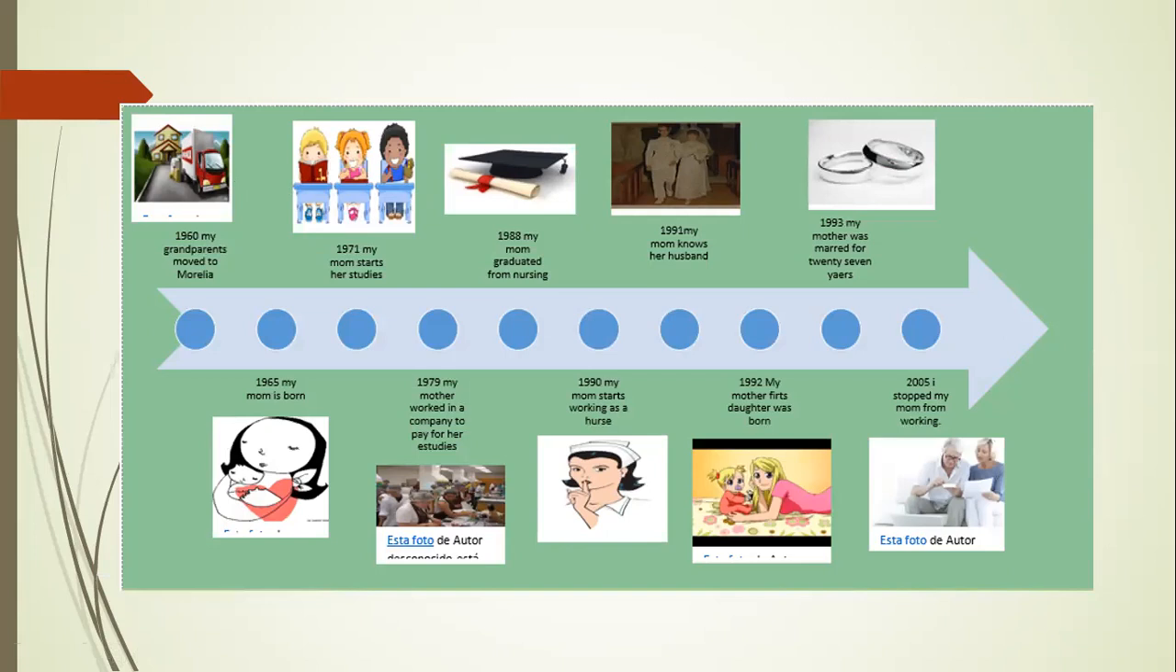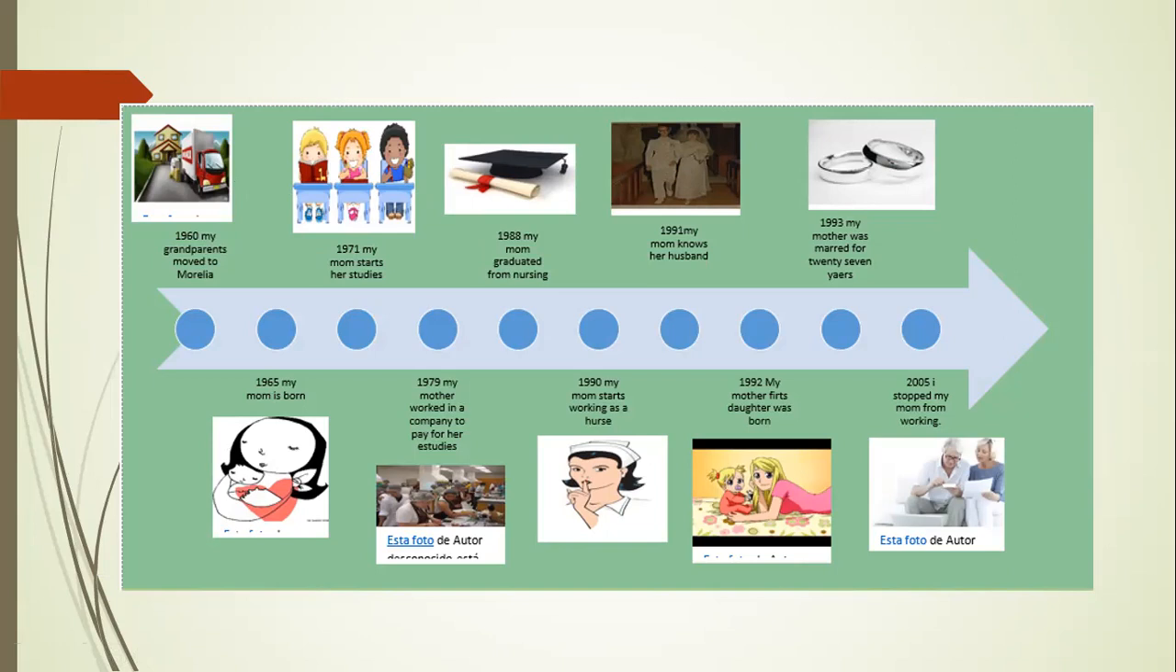In 1965, my mom is born. In 1971, my mom starts her studies. In 1979, my mother worked in a company to pay for her studies. In 1988, my mom graduated from nursing. In 1990, my mom starts working as a nurse.